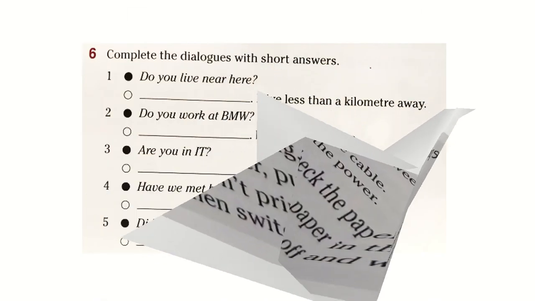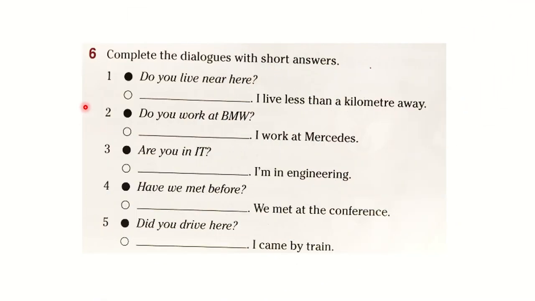Okay, now let's move on to the last exercise, number 6, which is very easy. Now you need to complete the dialogues with short answers. Short answers, yes or no, okay? But you should use the proper pronoun. Do you live near here?